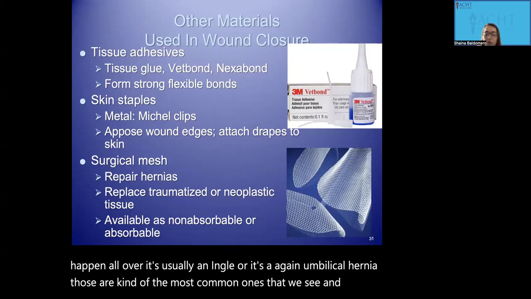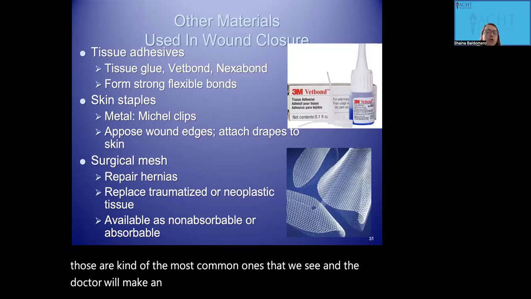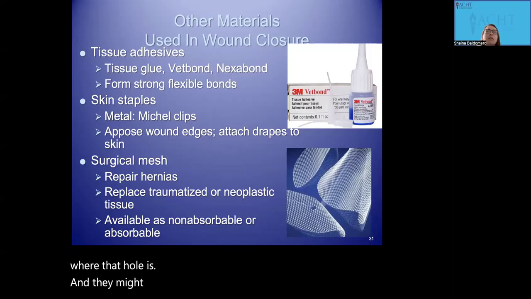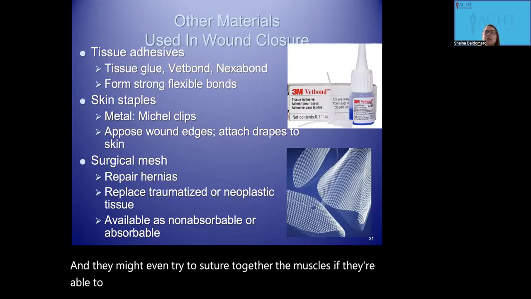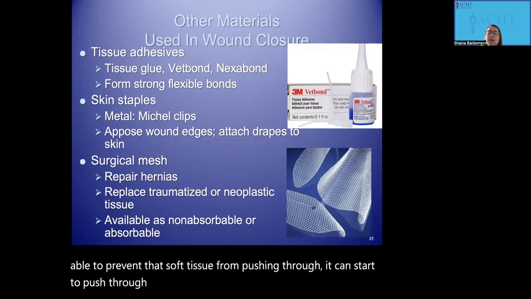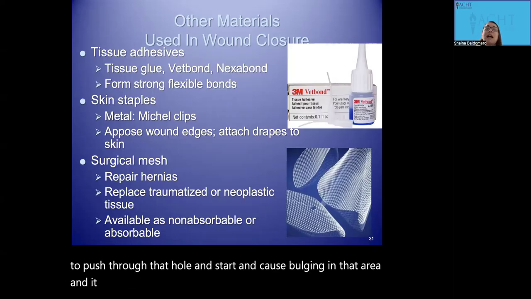And the doctor will make an incision. They'll place a surgical mesh where that hole is, and they might even try to suture together the muscles if they're able, to prevent that soft tissue from pushing through. It can start to push through that hole and cause bulging in that area. And it can even push or tear all the way through, which is why we need to repair it.